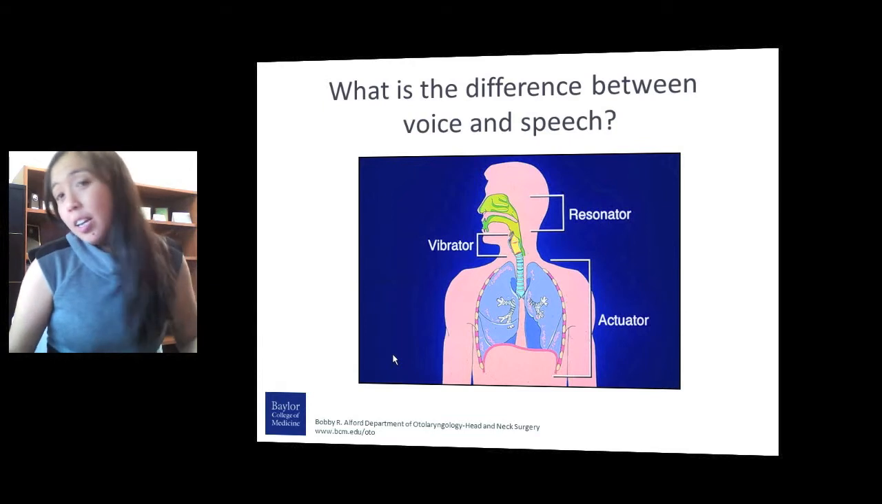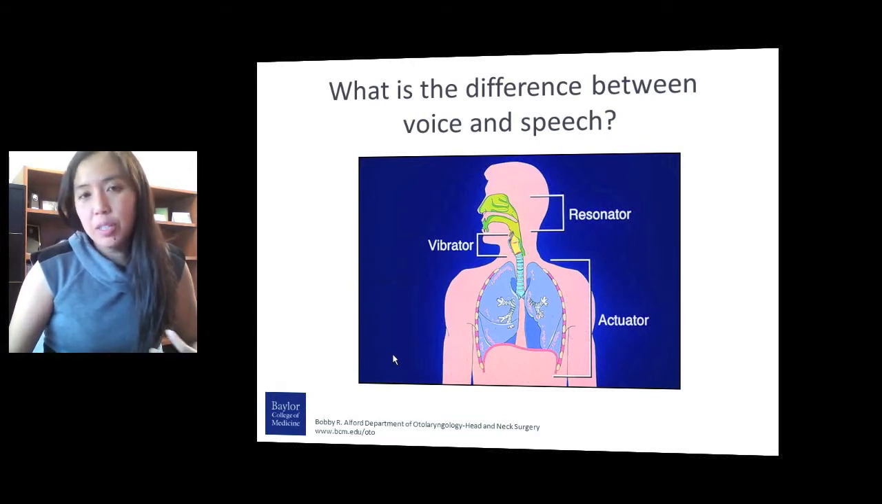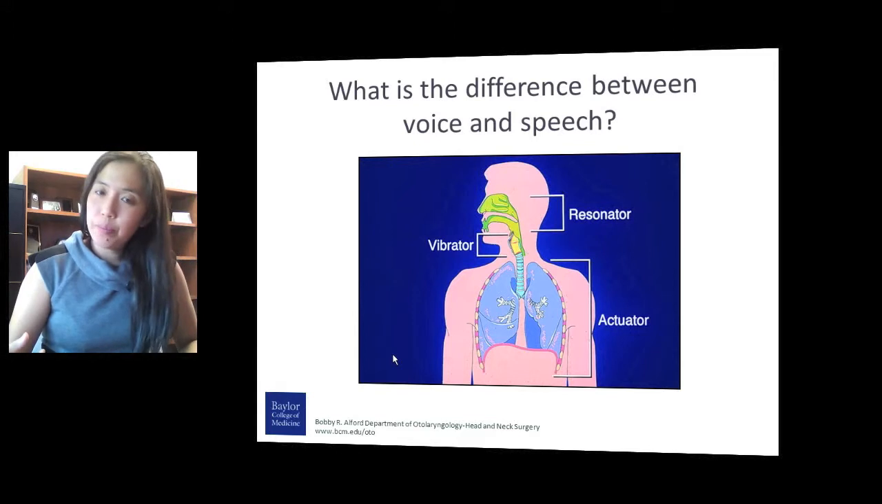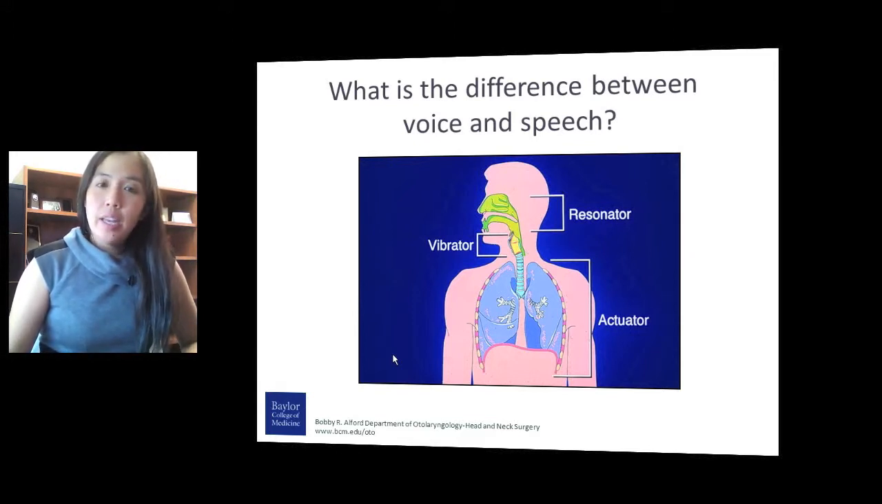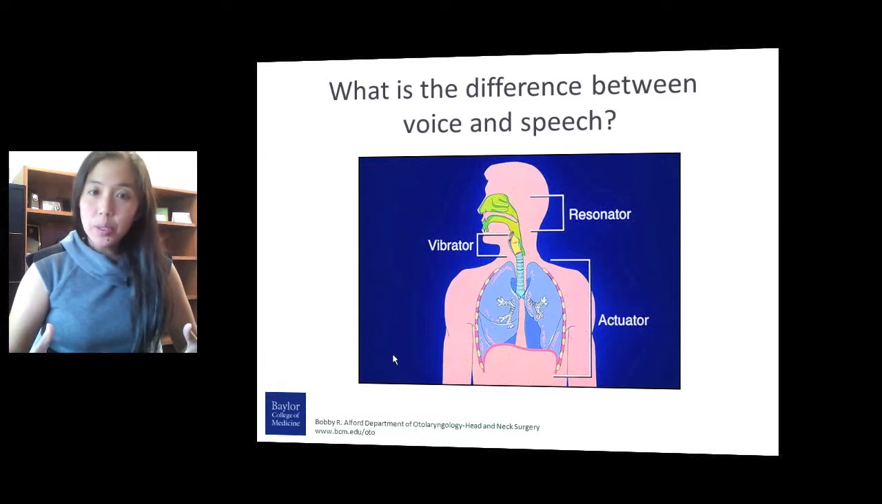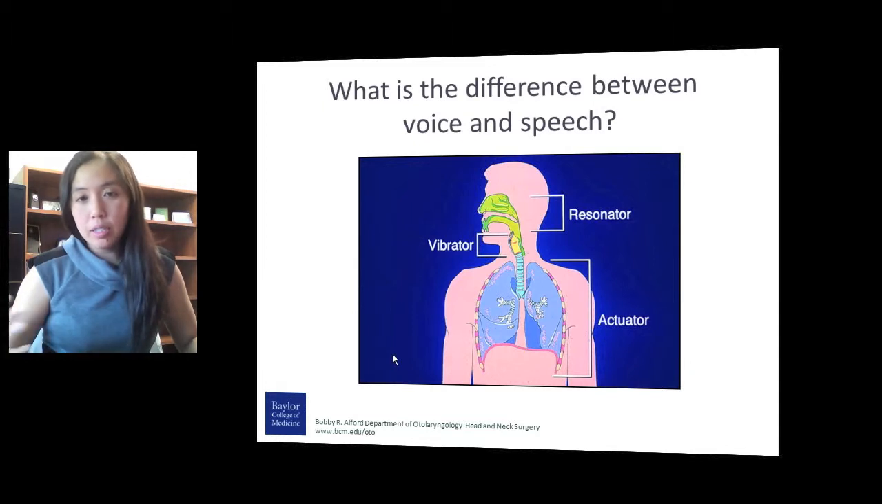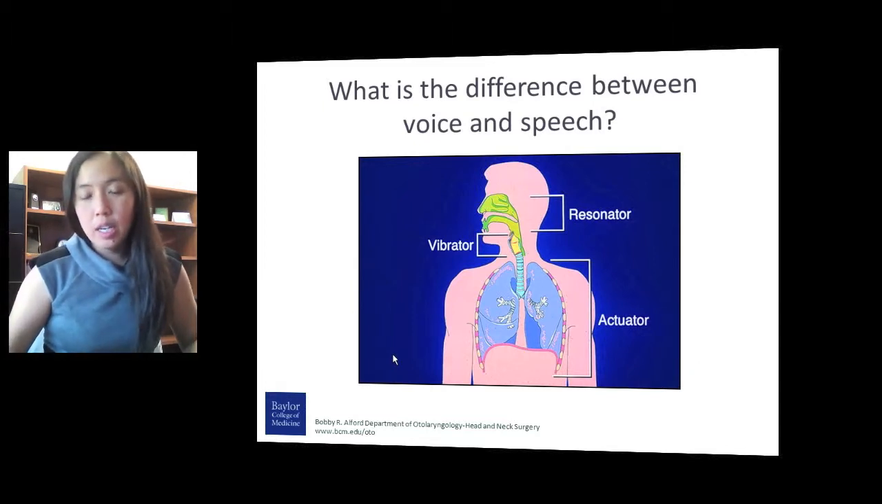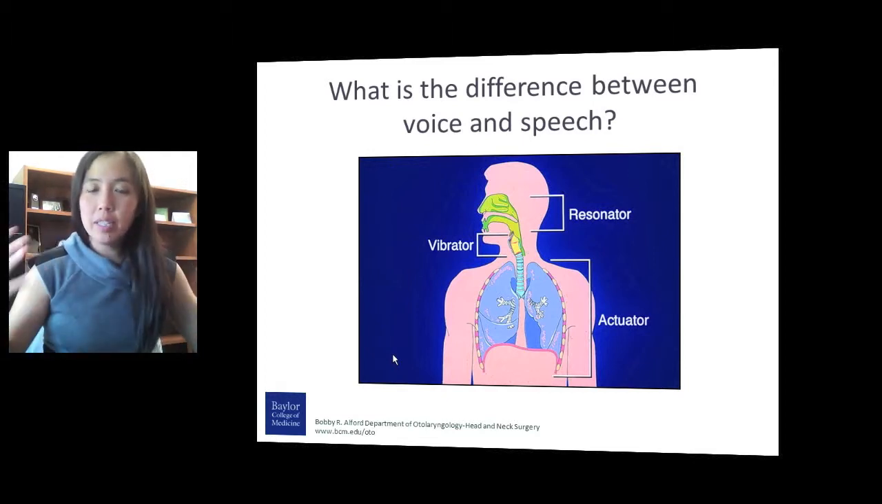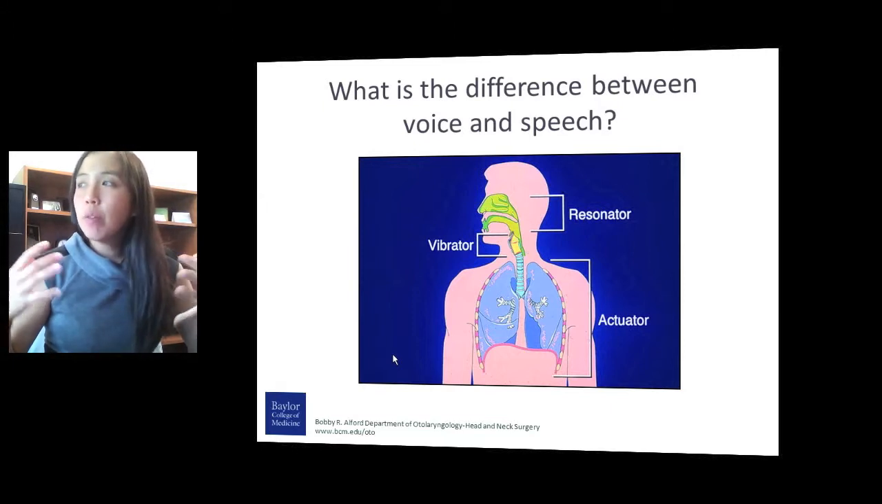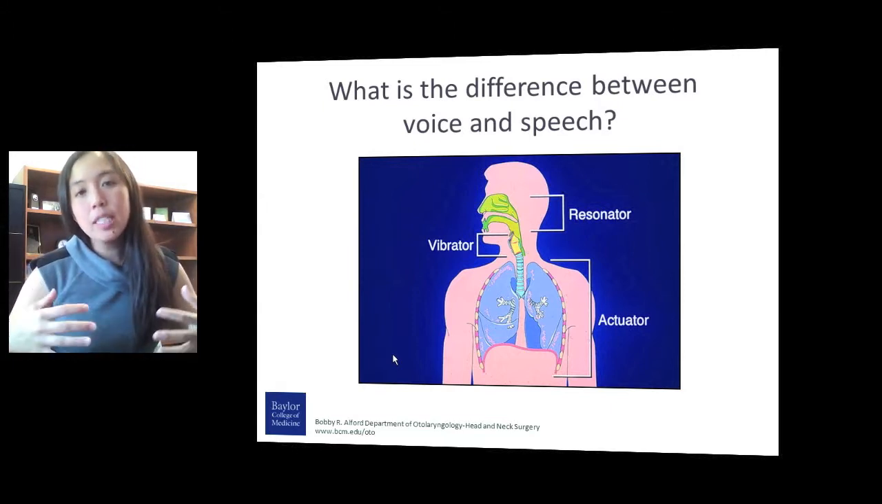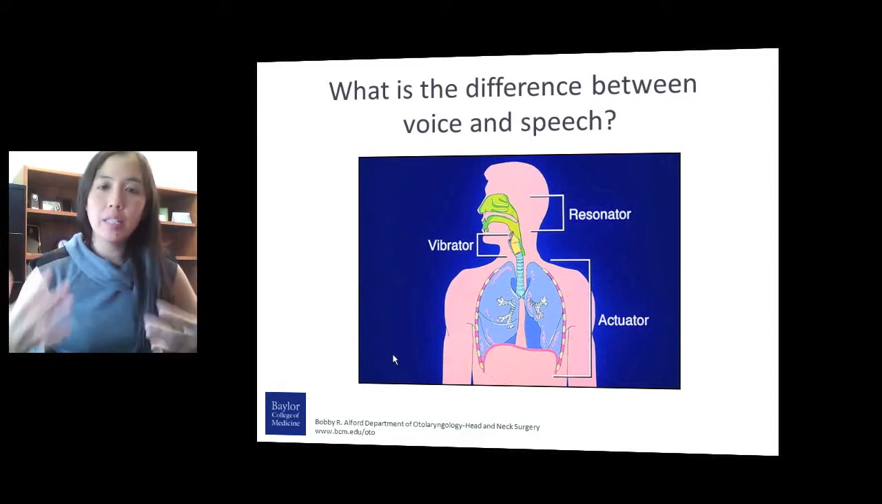So, we've been talking a lot about the larynx, but what is the difference between voice and speech? If you think of the lungs as your power source, the larynx, your voice box, is really just a vibrator. All it does is generate noise, a sound. It's your resonator, which is your mouth, your soft palate, your tongue, which then shapes that sound into speech. So it's very important to think of them as separate things. Voice represents purely the sound signal coming from the larynx. Speech represents how we shape that sound into words.